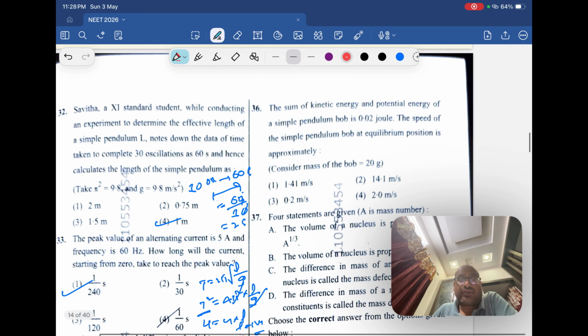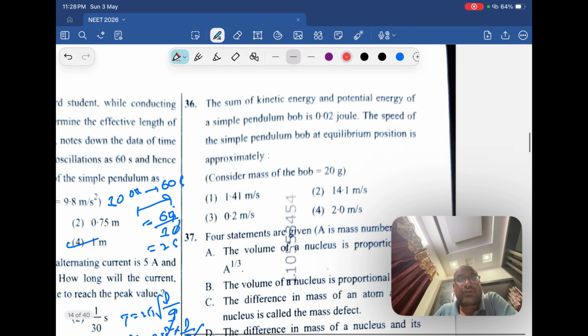So you have to answer fast, and you have to do the calculations fast also.